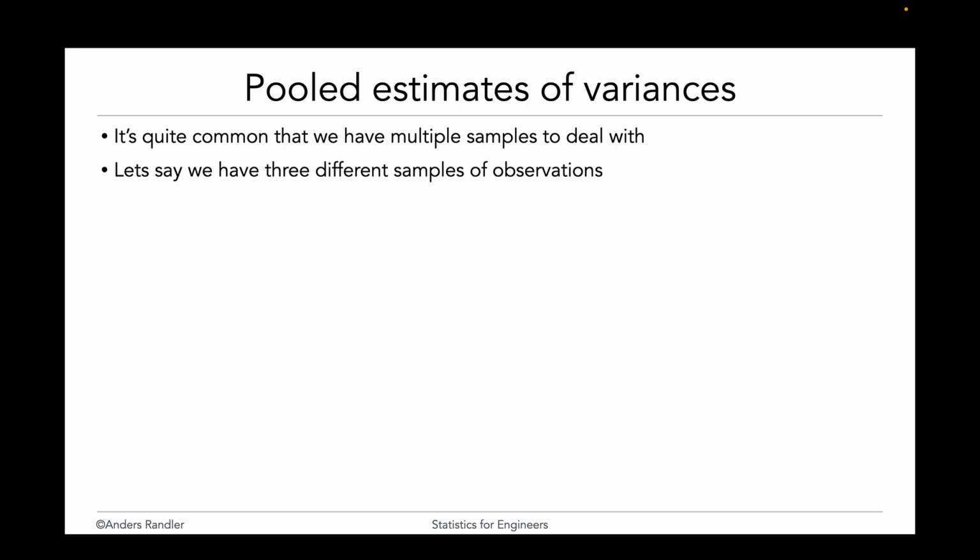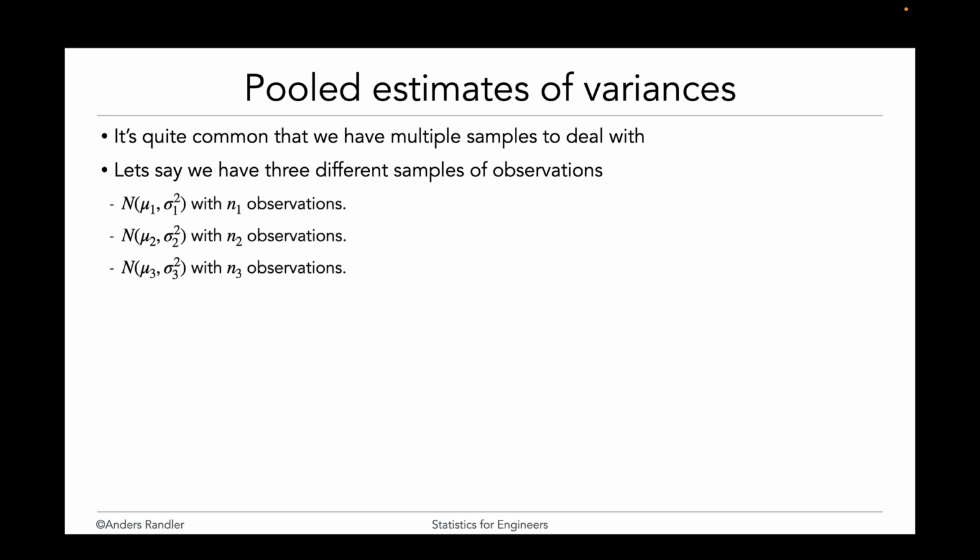Okay, pooled estimates of variances. What does that mean? Well, it's quite common that we have multiple samples to deal with. So let's say we have 3 different samples of observations. So we have this one, we have this one, and we have this one. As you can see, we have different expected values, and that's one thing. But we also have different sigmas.